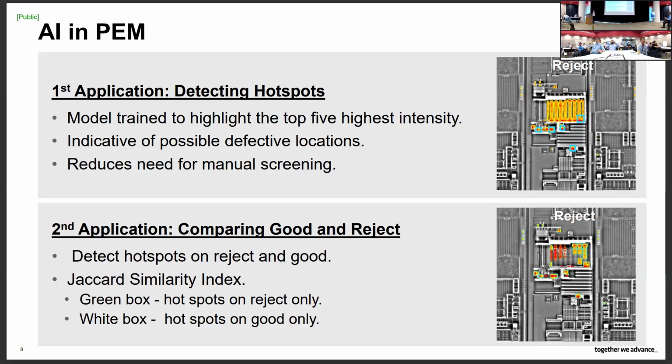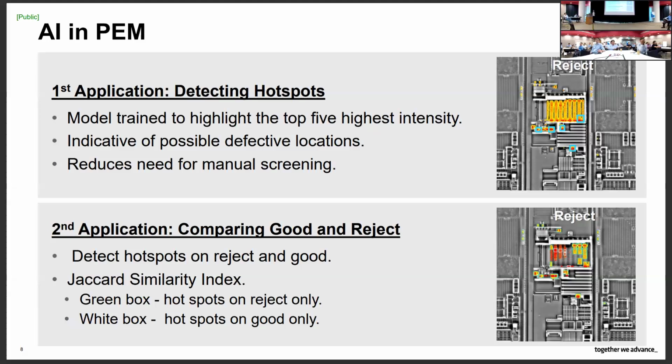So one of the AI solutions that will come out was detecting hotspots, meaning you need to be able to find them even if they are very weak. So he trained a model to highlight the top 5 hottest spots to help him narrow down the possible areas which are actually defective. So that reduces the need for manual screening.